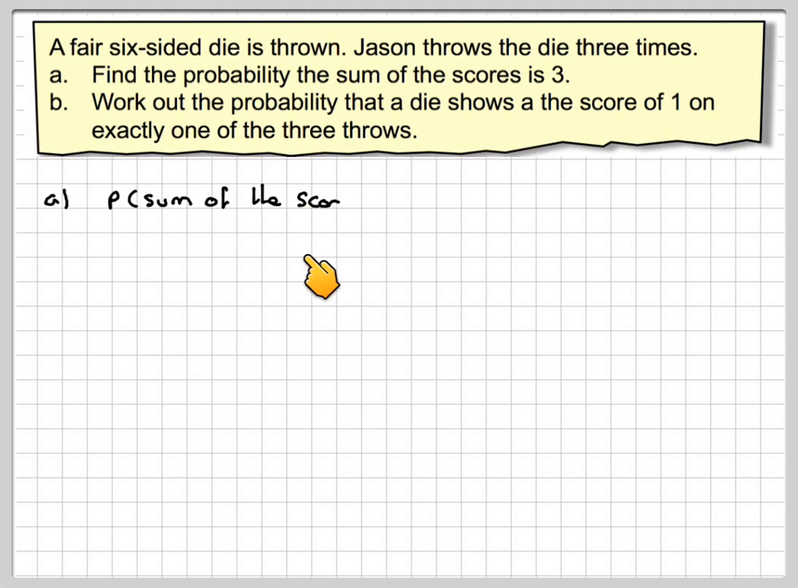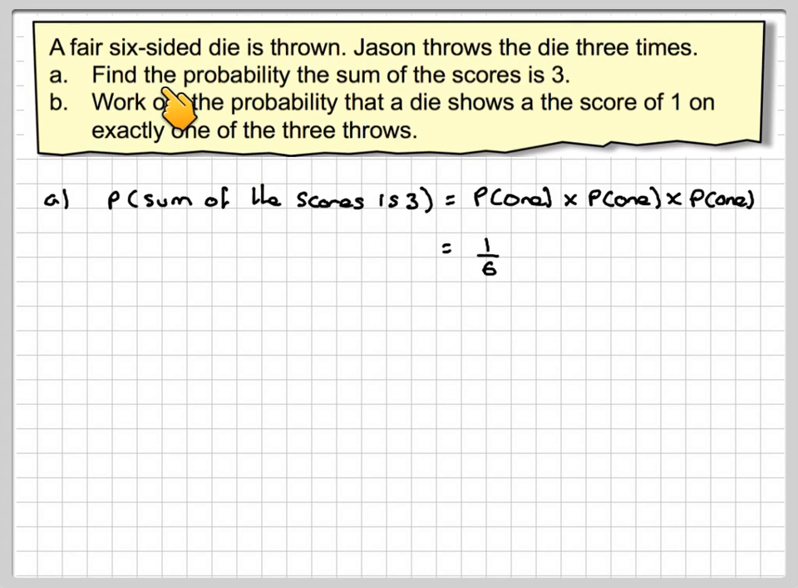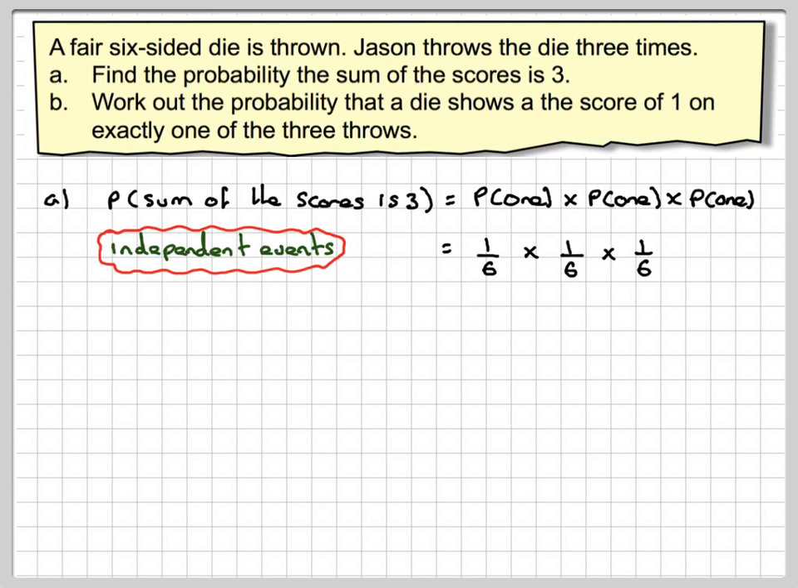So the probability the sum of the scores is 3 means that the first die has to be a 1, the second has to be a 1, and the third has to be a 1. This event does not affect this event, does not affect this event, so we multiply. As the die is fair (die means singular for dice), this will be 1 over 6 times 1 over 6 times 1 over 6. These are called independent events. So it's 1/6 cubed, which is 1 over 216.